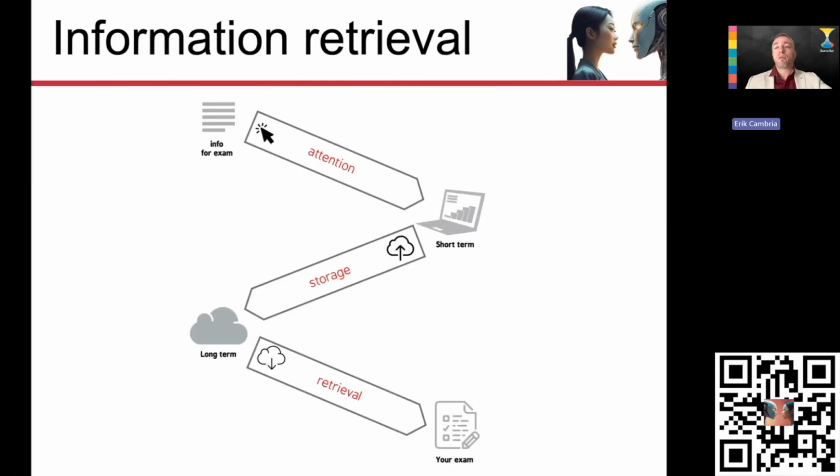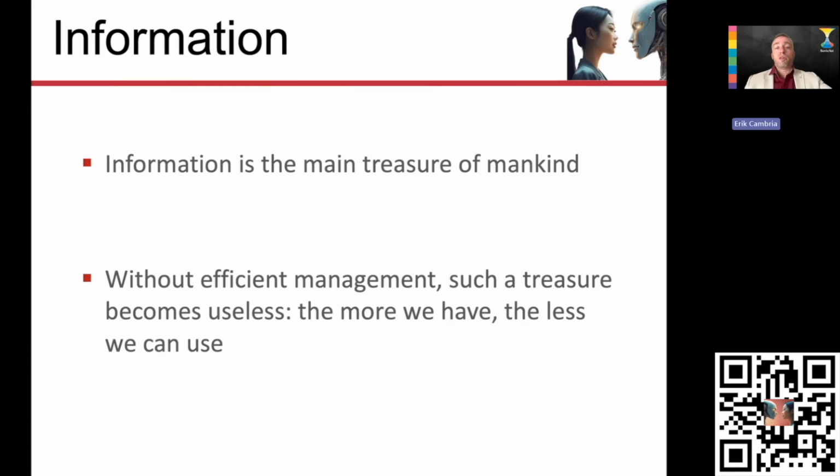So what is information retrieval? You can think of it as when you're studying for an exam, you're absorbing knowledge, wisdom, to then be able to retrieve it when it's relevant, when you need it, for example, to take the final exam. And information is really the main treasure of mankind. It's all about being able to collect the relevant data and filter out the noise.